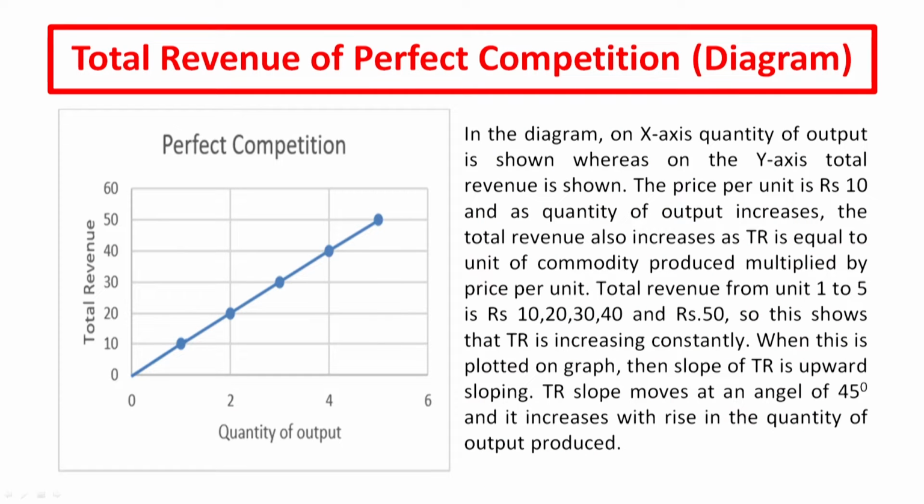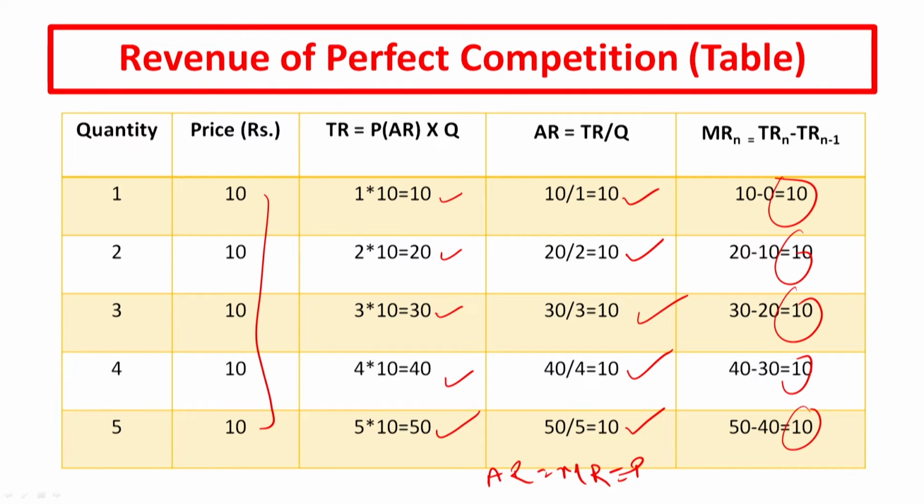Now, total revenue of perfect competition, we will try to understand with the help of a diagram. As you are able to see in the diagram on the screen, on the x axis, quantity of output is represented. On the y axis, the revenue, that is total revenue, is shown. The price per unit is rupees 10. As quantity of output increases, the total revenue also increases, as TR is equal to units of commodity produced multiplied by price per unit. As you are able to see here, TR is equal to price into Q.